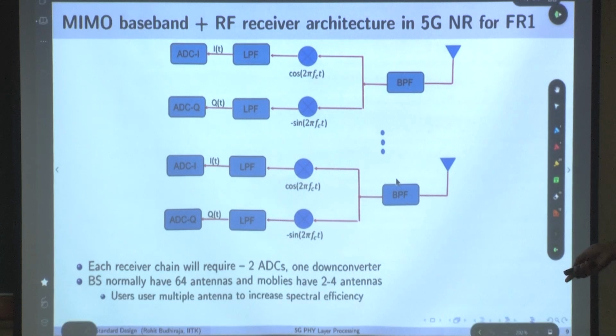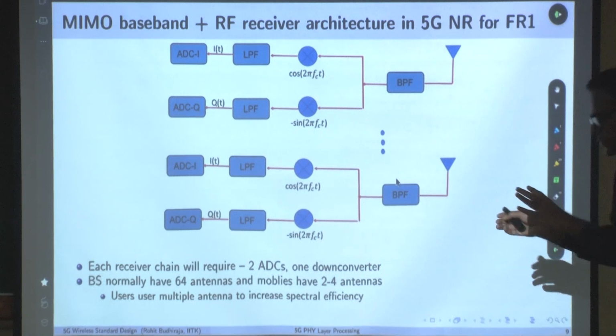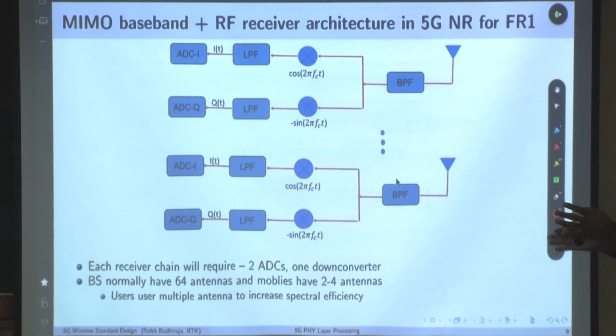So what is happening here? This architecture will come again later, wherein you can do this processing like this, where each antenna is connected to its own RF chain, with an ADC on the receiver side and a DAC on the transmitter side. It is called a fully digital architecture.